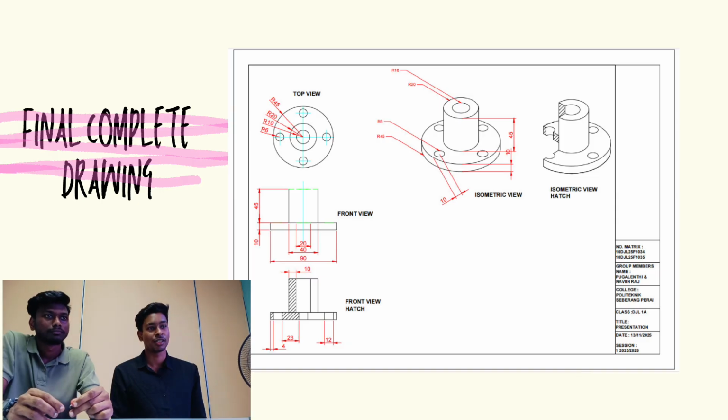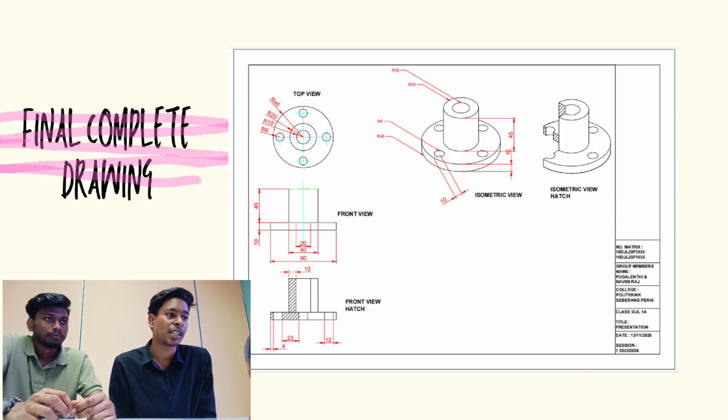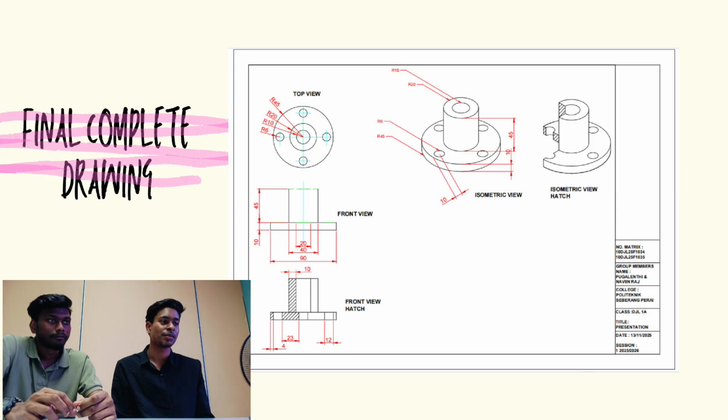And this is the final complete drawing. So you can see the top view and front view. The front view is after a cross-section line, you get the hatch. And the isometric view and isometric hatch.